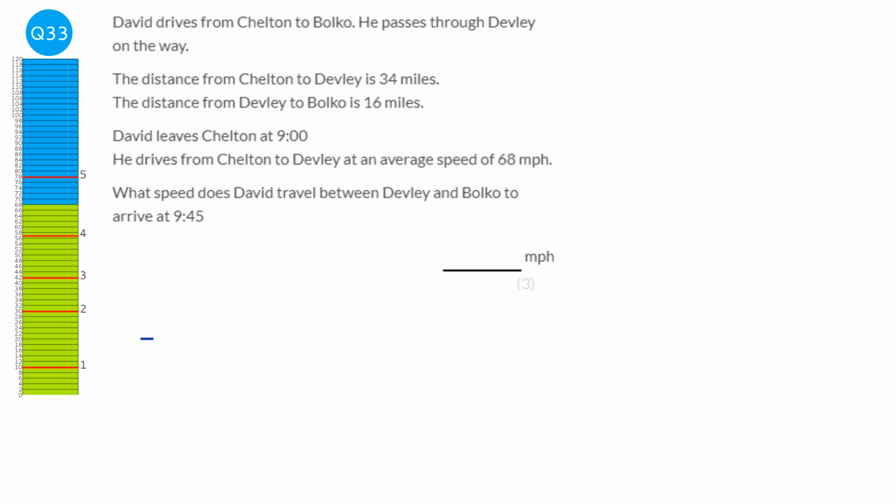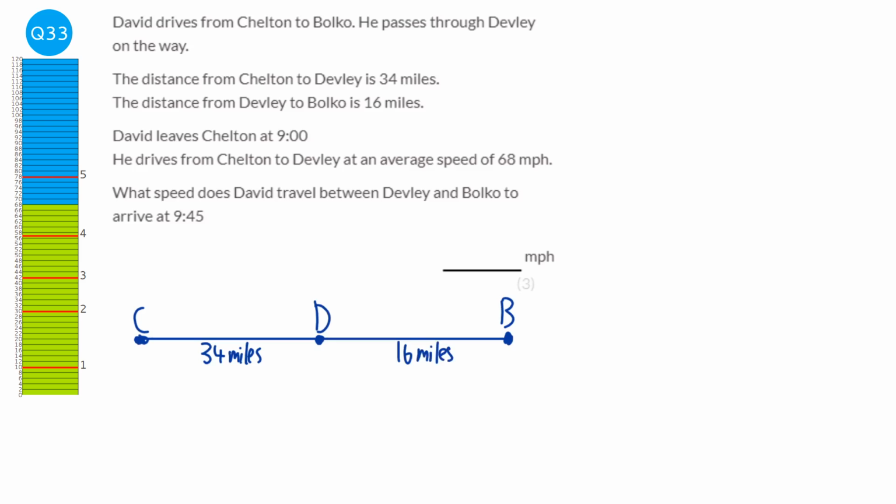There's an awful lot going on in this question. Whenever there's an awful lot going on, it's always best to draw a diagram. So we're going to start off at Chiltern, which is a C. Then we go to Bolko, that's where we're going. And we go through Devley on the way, so we'll do D there. Distance from Chiltern to Devley is 34 miles. Distance from Devley to Bolko is 16 miles. So I'm just reading through the question, adding it to my diagram.